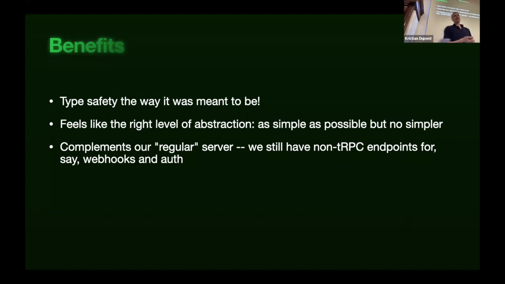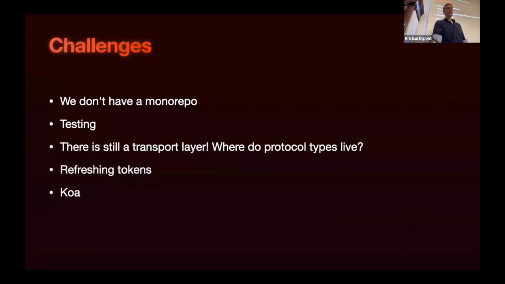And also this works easily with our regular server, so to speak. So we have REST endpoints also running there, and it just combines very well with it. So we have a Koa server, which is similar to Express. It's just a different version, and we add this as middleware, and it handles all the endpoints that are /trpc, and then we have some webhooks and authentication and stuff that goes to other places, and that works very well together. We do have a bunch of challenges as well, though.